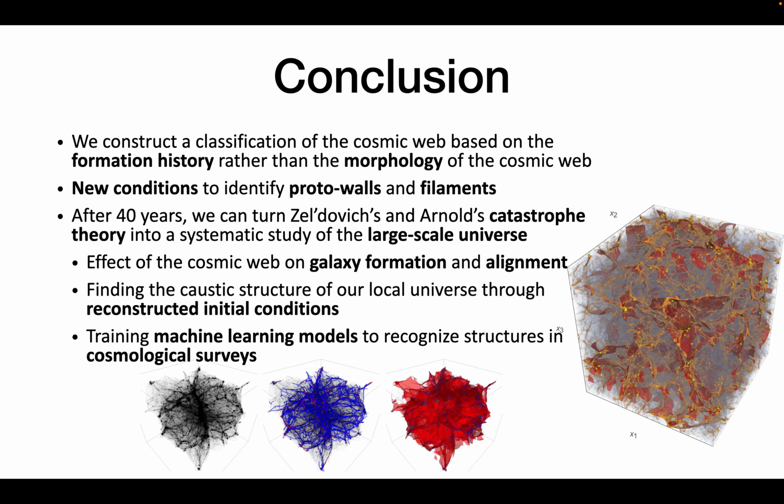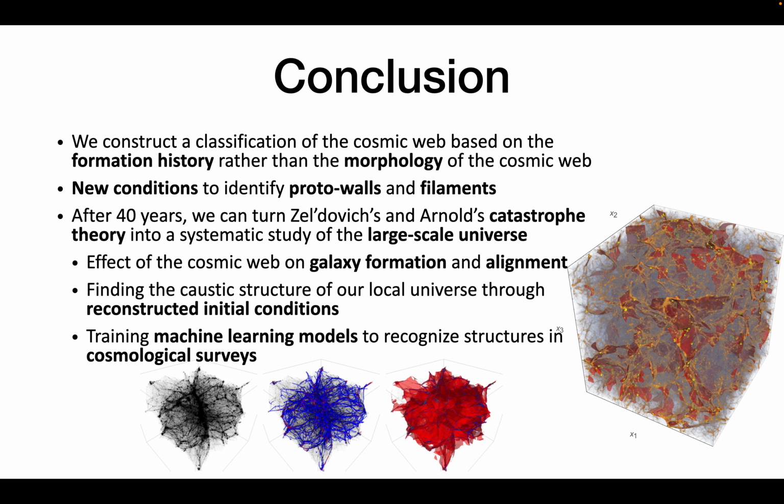So what I have shown is that you can use the caustic conditions, which are based on the formation history rather than the morphology of the universe, to classify the different elements of the cosmic web. I've identified new conditions which demarcate the proto-walls and the proto-filaments in the initial conditions of our universe. After 40 years of work, after Zeldovich and Arnold's insight into Lagrangian catastrophe theory and its application to the large-scale structure, I'm very happy to say that we are now fully ready to use these techniques to systematically study the different elements of the cosmic web.